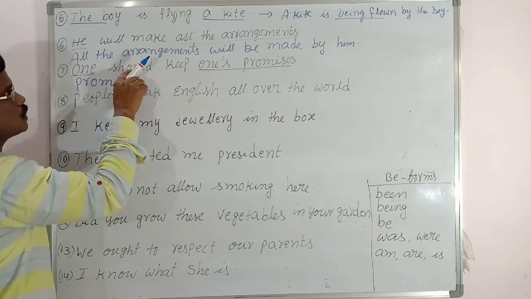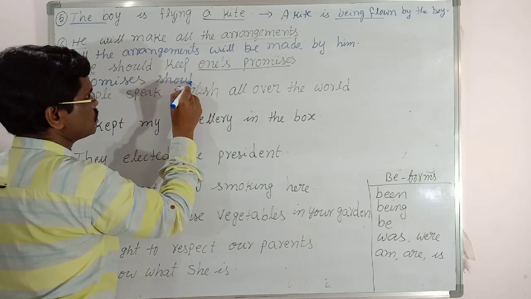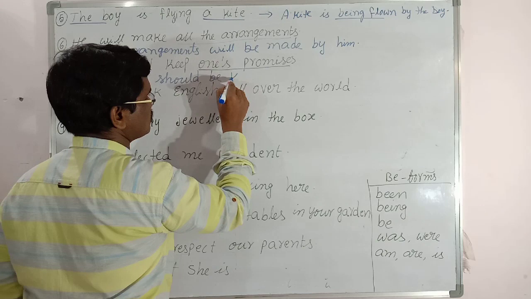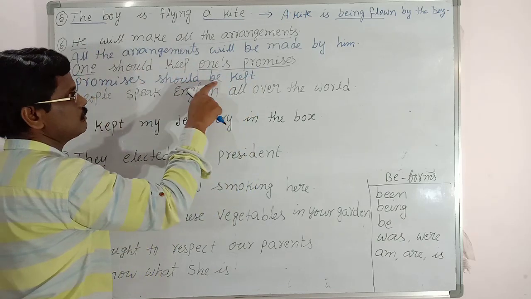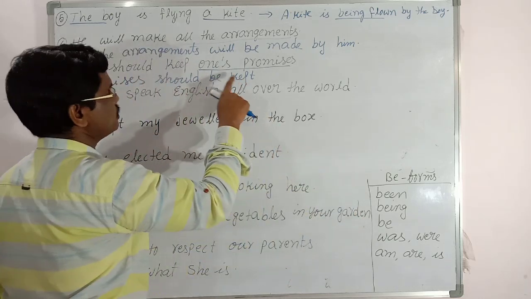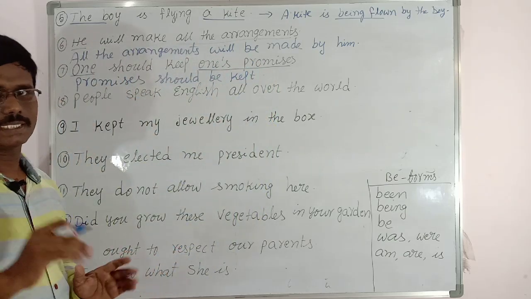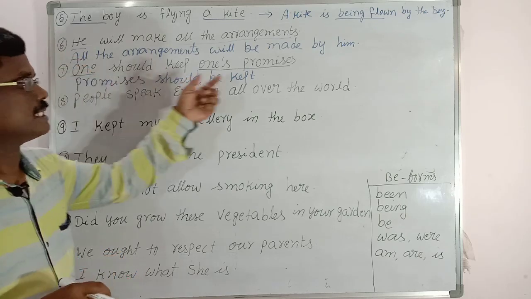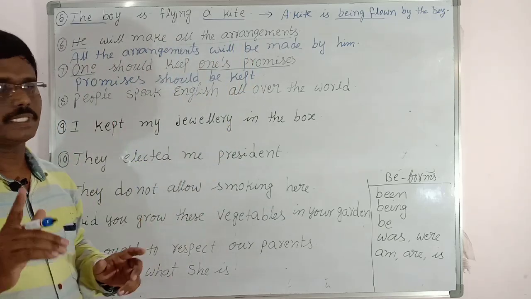Promises should be kept. Verb 3. Once again, see, this is a model. After a model we use be, verb 3. Model means we use be, be verb 3. We need not write by. When the subject is an indefinite subject, in passive voice we should not write it. Very, very important.